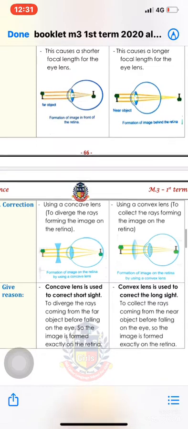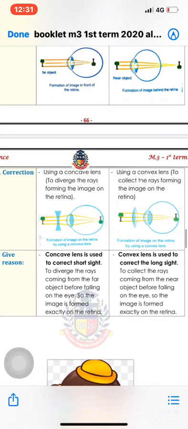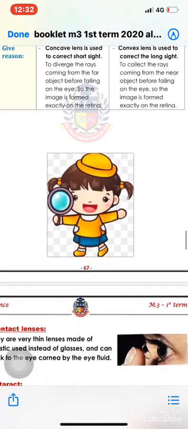We'll give reasons why the concave lens is used in short-sightedness: to diverge the rays coming from the far object before falling on the eye, so the image is formed exactly on the retina. Why is the convex lens used to correct long sight? To collect the rays coming from a near object before falling on the eye, so the image is formed exactly on the retina.